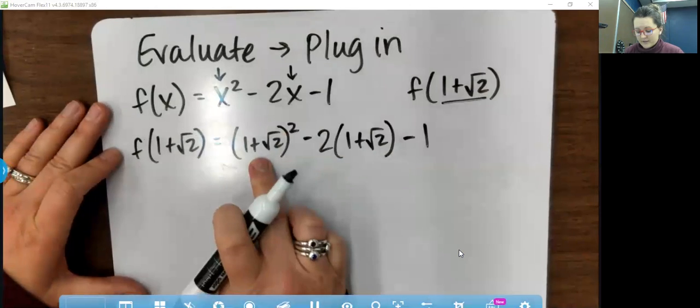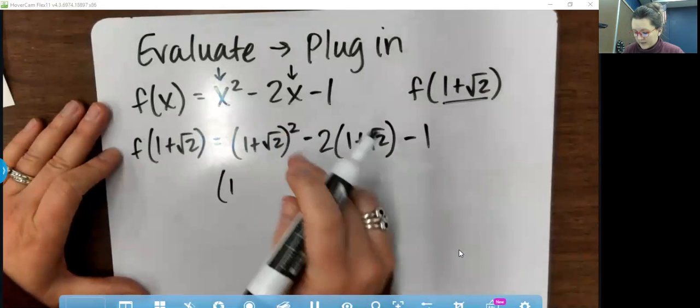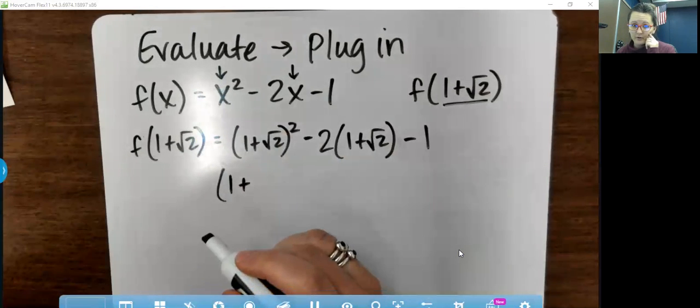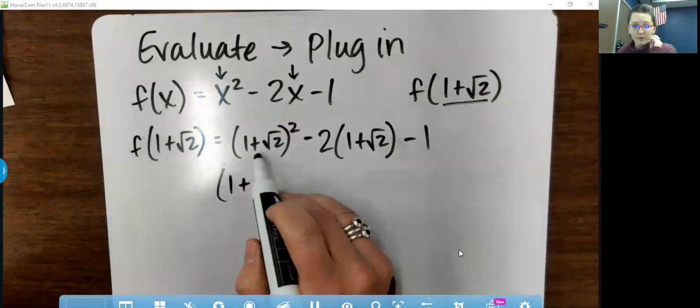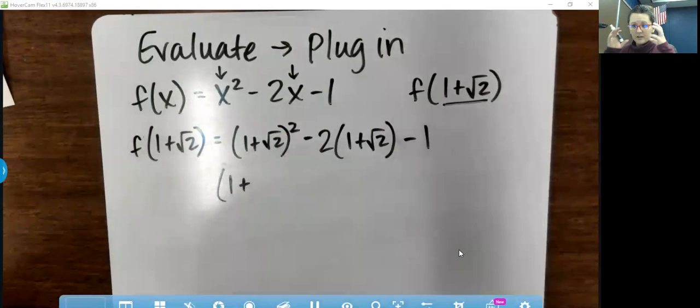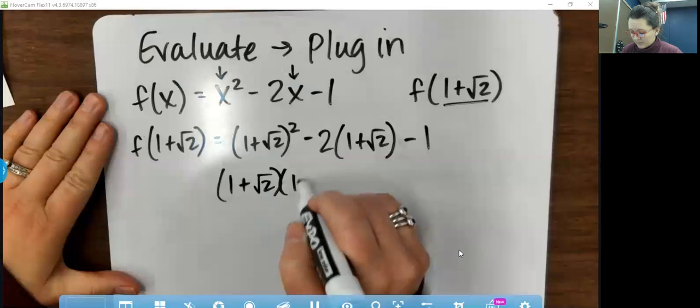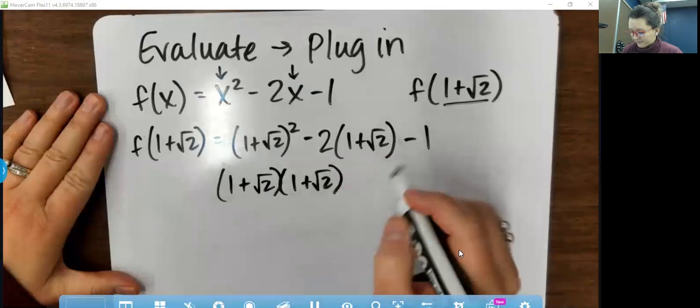So this one, since it's squared, that's not just squaring both terms. We can only do that when we're multiplying or dividing, right? Because we have both terms, that means it's going to end up being multiplying binomials. So it's 1 plus square root 2 times 1 plus square root 2 here.